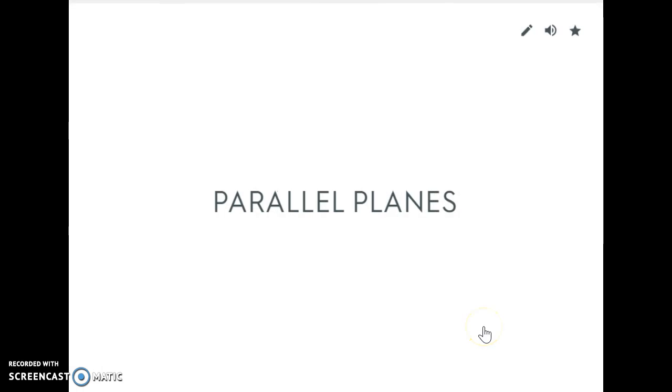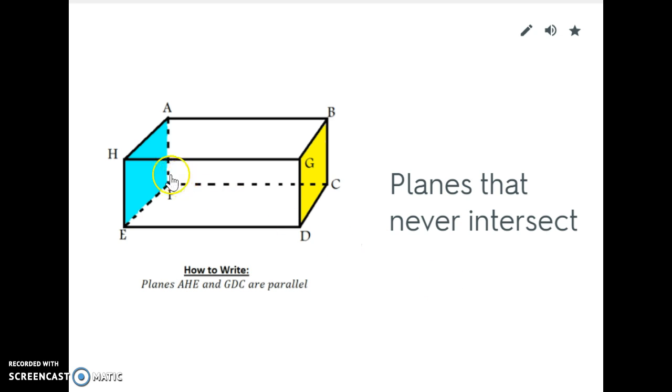Parallel planes, it's the same idea. A plane is a flat surface, and so if I think about a box, parallel planes are planes that never intersect. So that would be the left side and the right side of the box. You would also have the top and the bottom of the box be parallel. And so below, this is how you would write it. You would say that plane AHE and GDC are parallel.